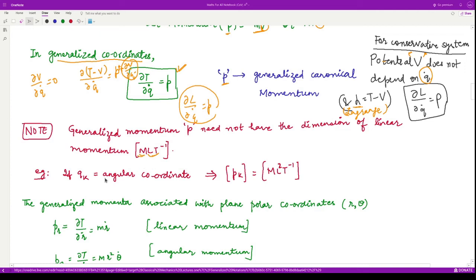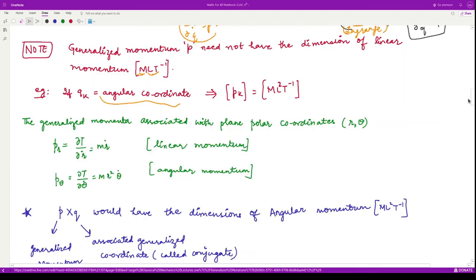And suppose your generalized coordinate is an angular coordinate. In that case, our momentum becomes m L squared t to the minus 1 instead of m L t to the minus 1. And suppose we are in polar coordinates r and theta. In that case, linear momentum is given by taking the derivative of kinetic energy with respect to r dot, so it would be m r dot, and if you take its derivative with respect to theta dot, it would be m r squared theta dot. This is the angular momentum.